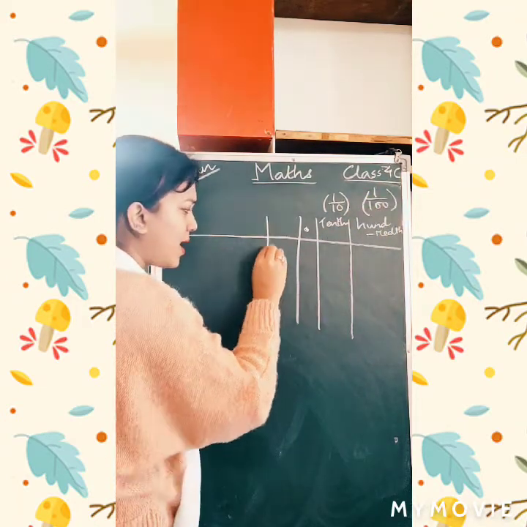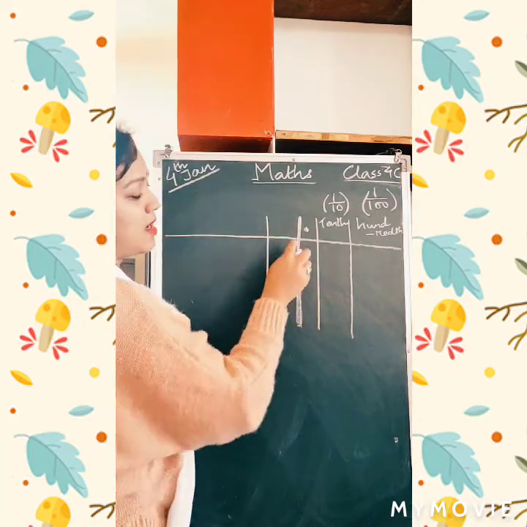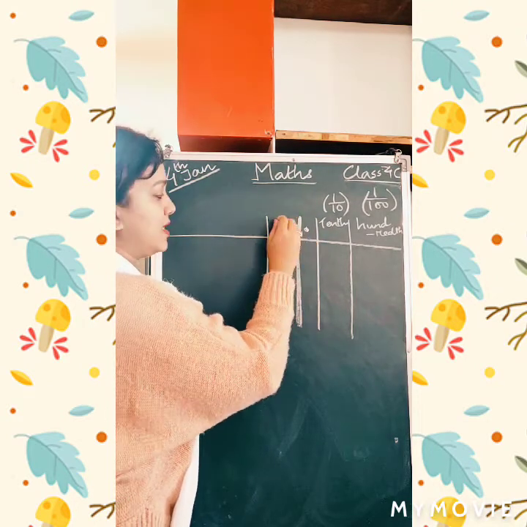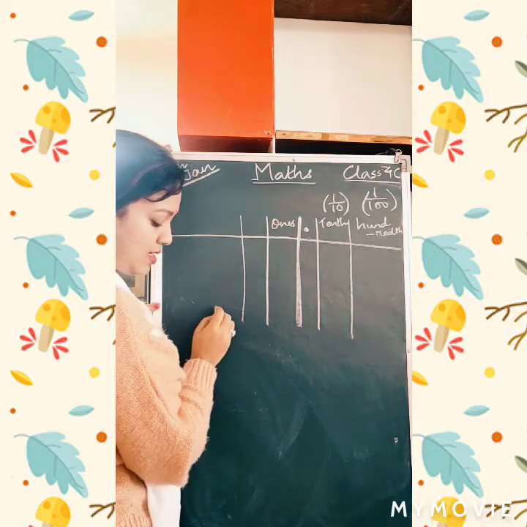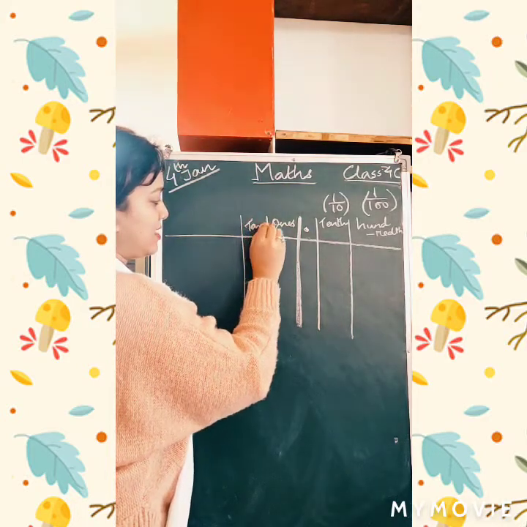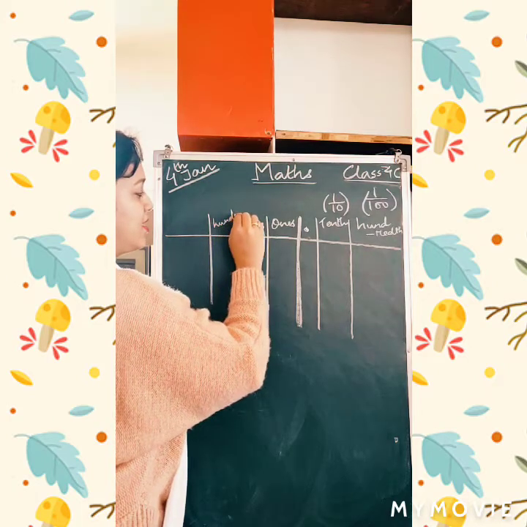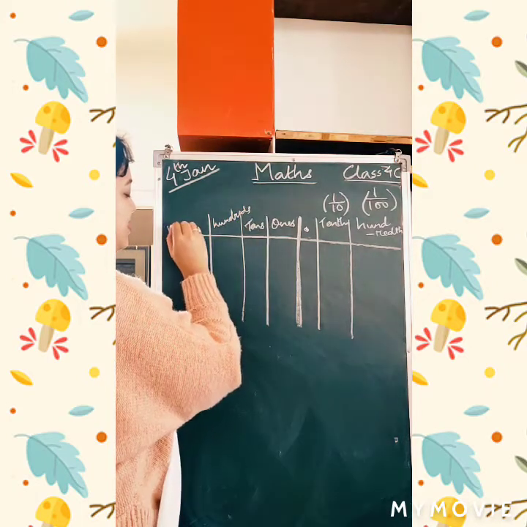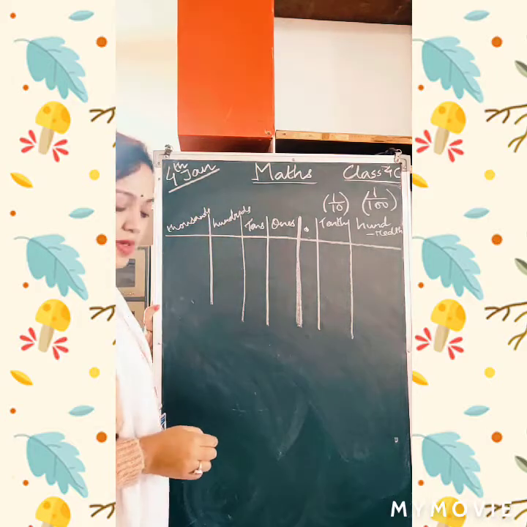Okay. Then towards your left, before this point, this is nothing but your ones as usual. Okay. This is your tens. Then this is your hundreds. Then this is your thousands. Okay. We will write in this way.